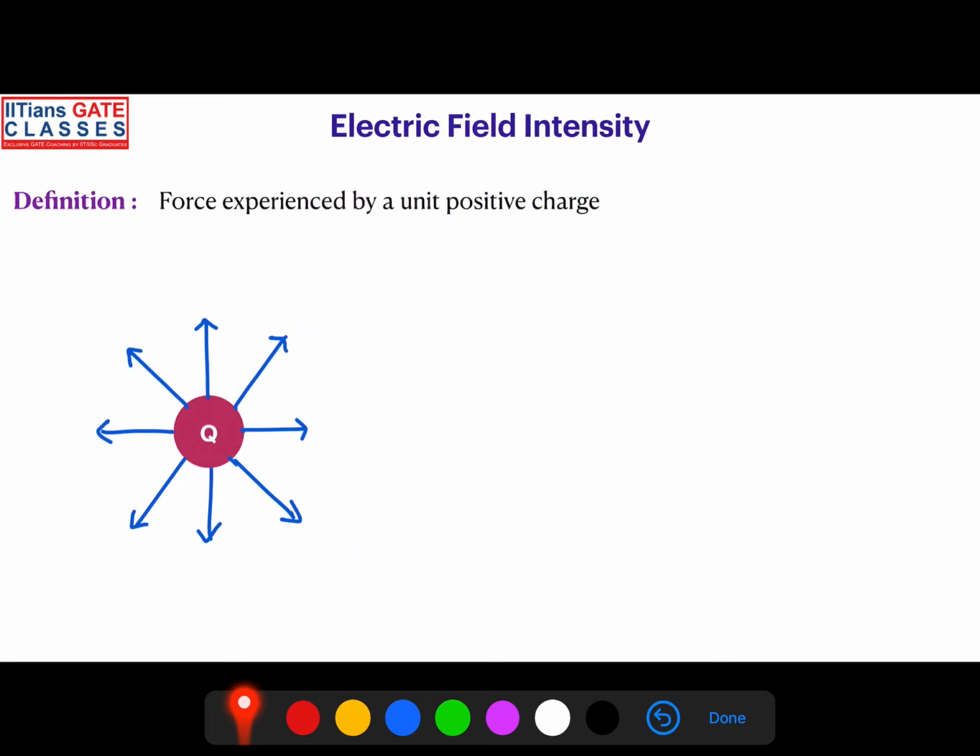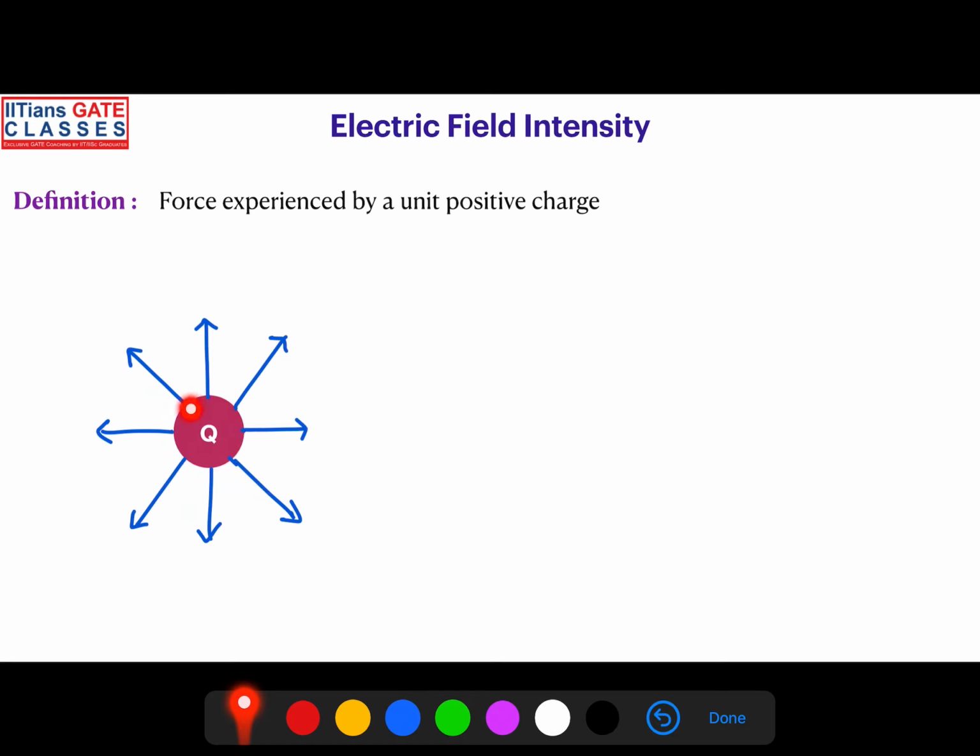Now, the very important concept we have to discuss now is nothing but the electric field intensity. So basically, what is the definition of electric field intensity? When you see the definition, electric field intensity is the force experienced by a unit positive charge. So let me give an example for that. Consider there is a positive charge located in a certain medium.